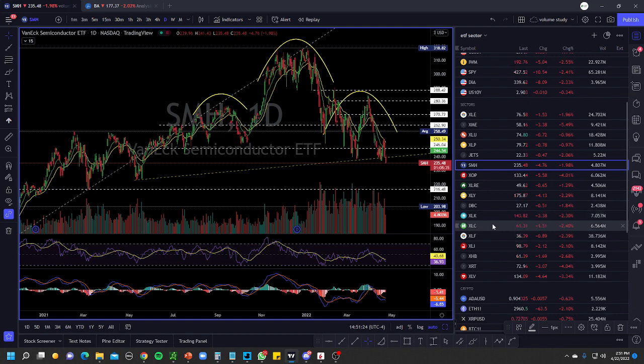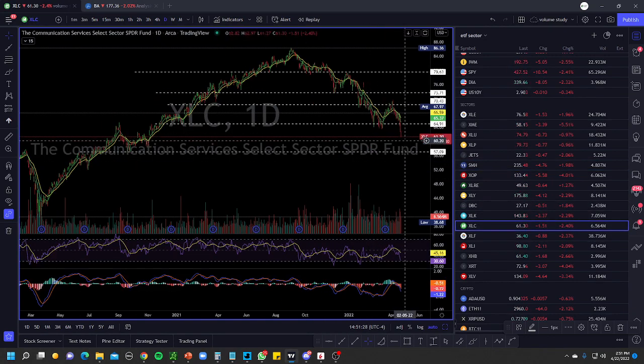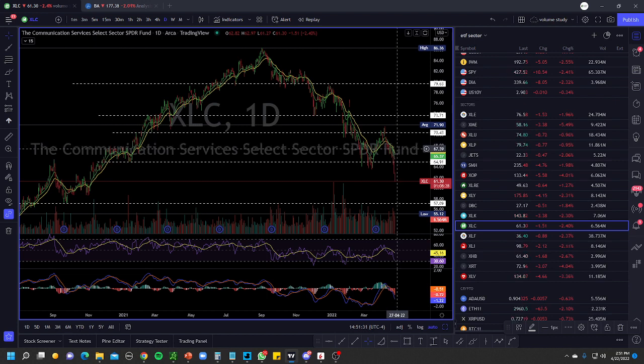So if we look at XLC, communication is breaking down aggressively here, right? So remember, this is not a stock market, it's a market of stocks. So always keep that in mind when you're thinking about certain stuff, okay? So this is very, very critical that all these sectors are breaking down.